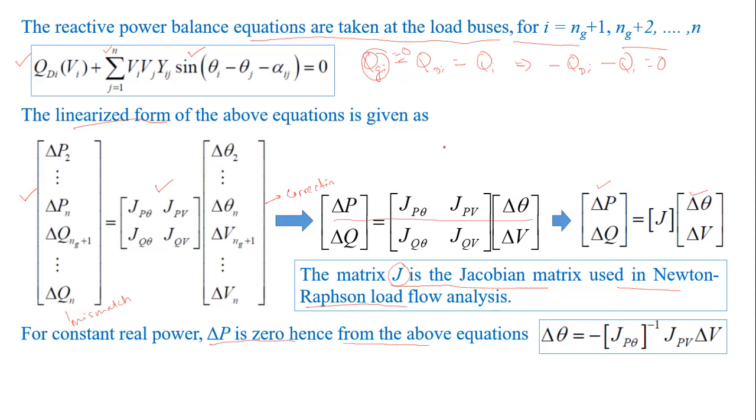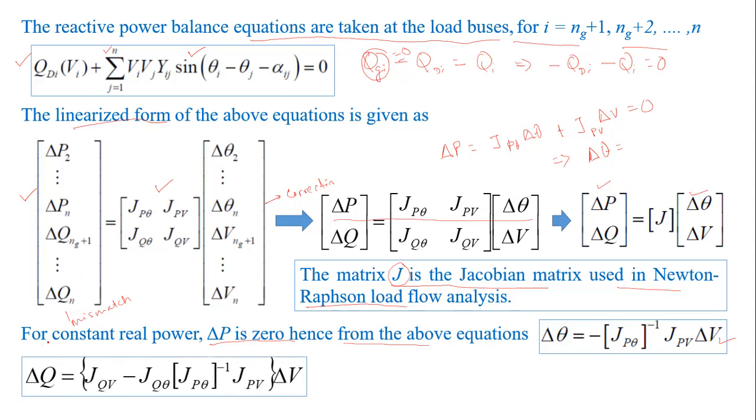So the first equation will be delta P equal to JPtheta delta theta plus JPV delta V. From this, if I substitute delta P equal to 0, I can find the equation for delta theta. That will be nothing but minus JPtheta inverse JPV delta V.